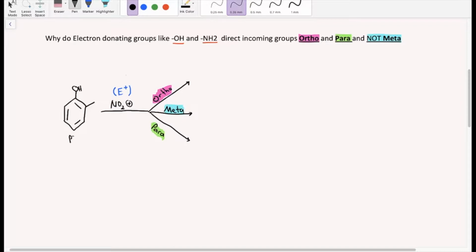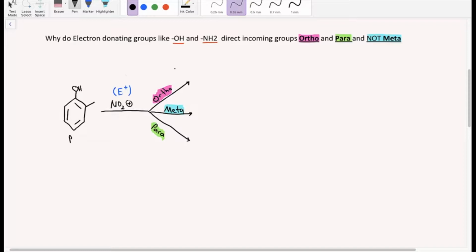So this one's the para position. This one is the ortho position. This one is also the ortho, just the symmetrical opposite. This one's the meta, and this one's also the meta. And these incoming groups are not directed to meta whenever you have a donating group. And we're going to go over the reason why.